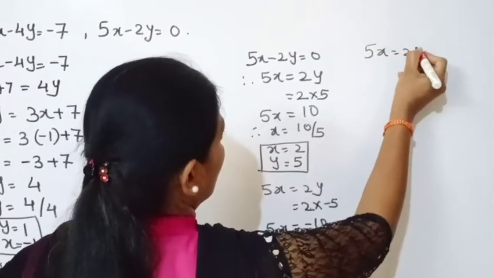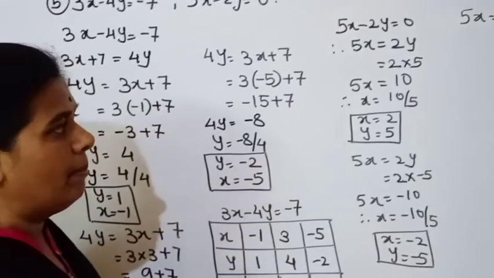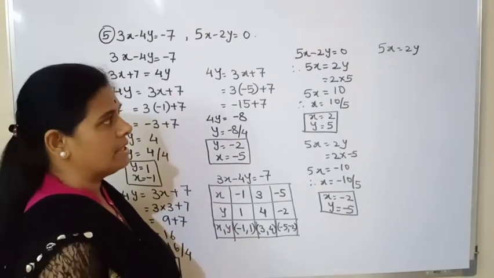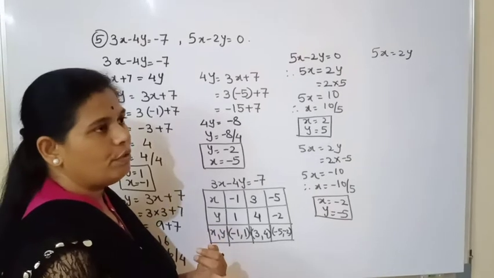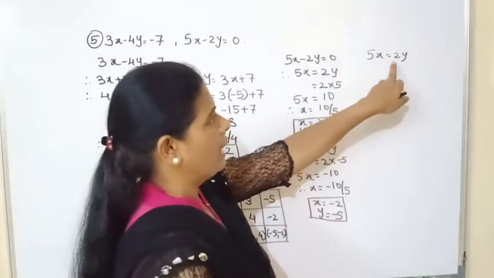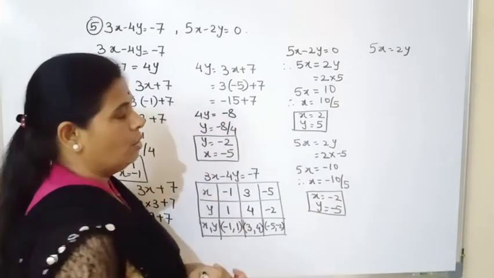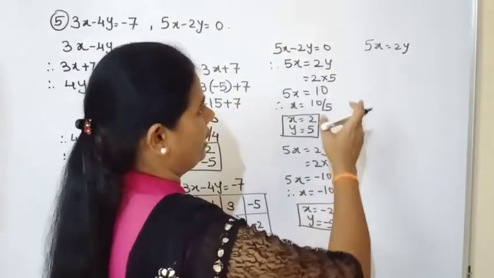5x equal to 2y. Now if you see the table of 5, because we have to divide it by 5, we will see that 5 2s are 10, 5 3s are 15. Now in the table of 2, 15 never comes. Okay. 5 4s are 20. So if you take 5 4s are 20, means what?